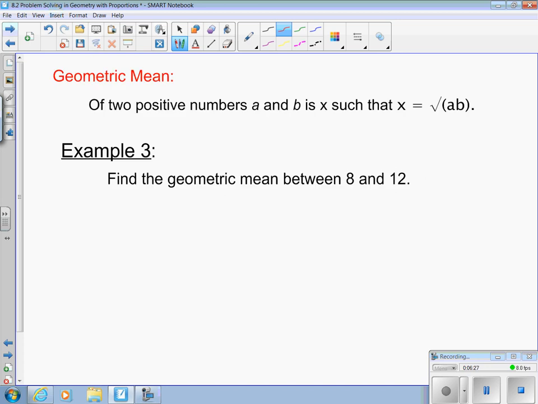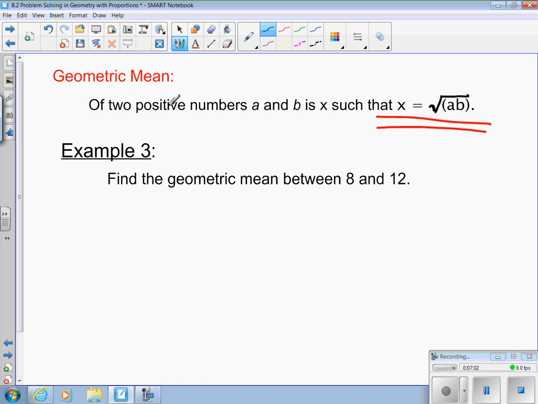The geometric mean is different than an arithmetic mean. A geometric mean is more to do with side lengths. Basically, you're looking for the geometric mean of 2 numbers. Here's a shortcut formula. This is my formula for it. You can just do this formula, put it in your notes. It's different than how the book describes to do it.